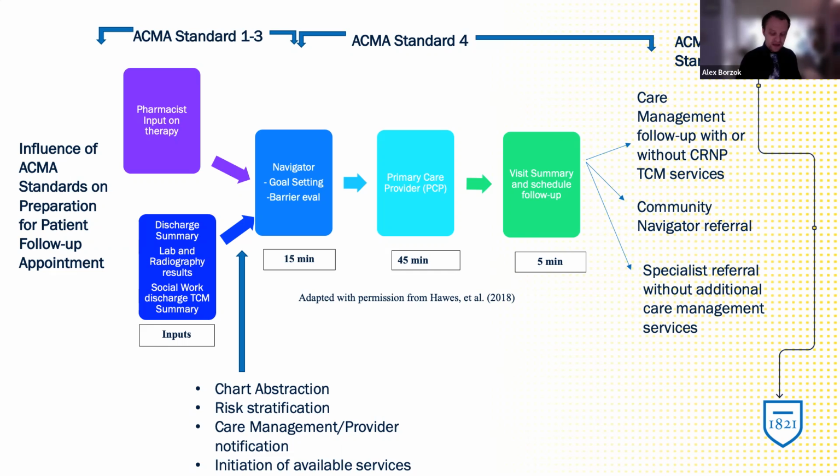So the first three standards, ACMA 1, 2, and 3, where we identify patients at risk for poor transition. So we're doing that chart abstraction and risk stratification, completing a comprehensive transition assessment, and performing and communicating medication reconciliation. A lot of this will be done during that initial phone call. And really, it should not take very long because this should be done prior to the patient's discharge from the hospital. So it's a matter of getting that information, that work that was already done, to the clinic staff.